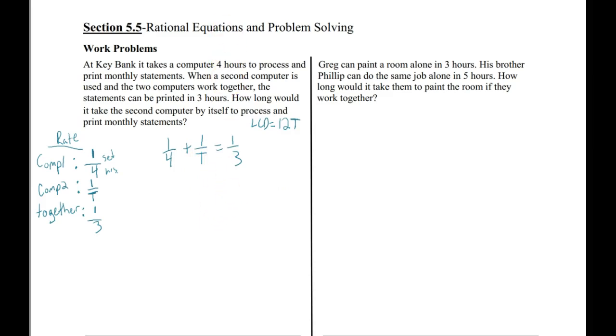Now, we need to make each denominator look like 12t. What do I have to multiply 4 by to make it look like 12t? I have to multiply by 3t, denominator and numerator. What do I have to multiply t by to make it 12t? I have to multiply by 12, numerator and denominator. Then lastly, what do I have to multiply 3 by to make it 12t? I need to multiply by 4t.